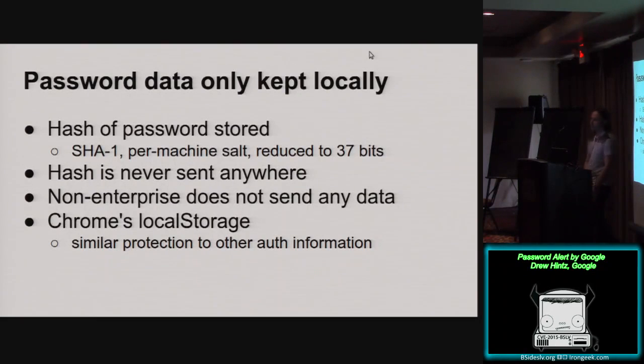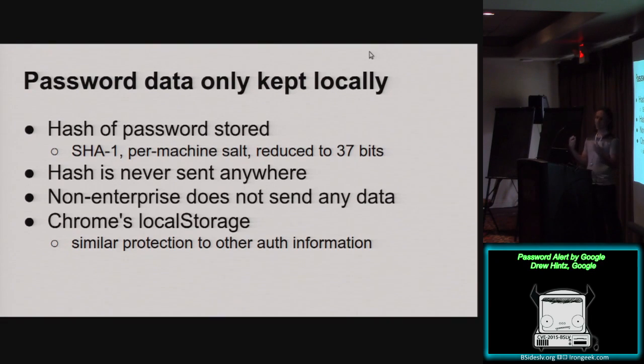Cool. So the first tenet is that the password data is only kept locally. You take a SHA-1 with a per-machine salt, and only store 37 bits of the SHA-1 hash. And this hash is never sent anywhere. In the enterprise case, we sometimes send reports about misuse of it, but it only includes the username and the URL they used it on, but it does not include any of the hash data or anything like that.